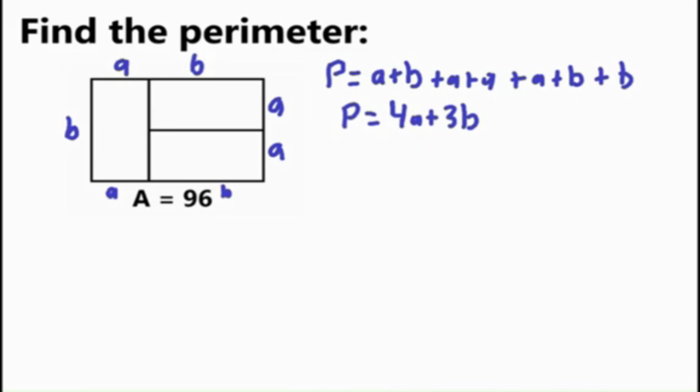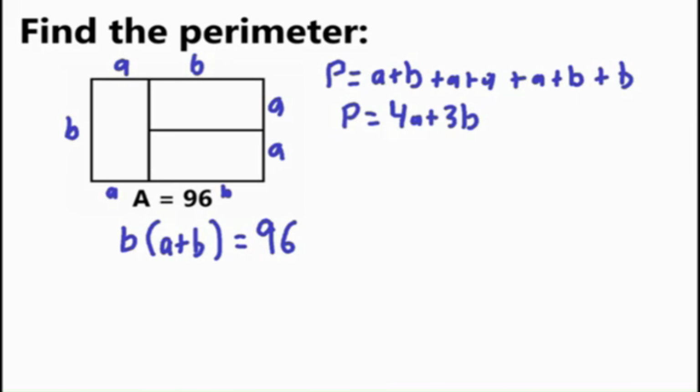So let's see here. We are given the area of this entire rectangle, okay? And the area is equal to what? It is equal to the two side lengths multiplied by one another, right? So the two side lengths here are this side length here, B, times the bottom side length, or A plus B, excuse me. B times A plus B is equal to the area, which we are given is 96.